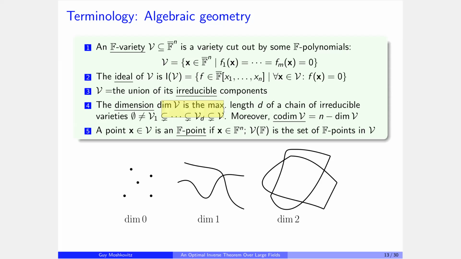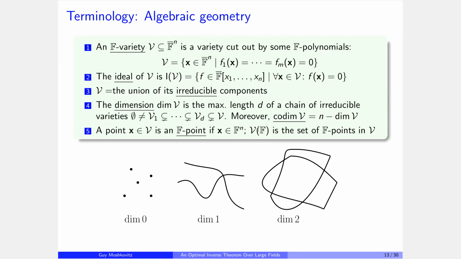Here's the formal definition of dimension, but we can just stick with the intuition. A dimension 0 variety is just a finite set of points. A variety of dimension 1 is just a curve or a finite union of curves. Dimension 2, etc. Intuitively, it's a measure of the degrees of freedom. The codimension is just the complementary term, so the number of variables minus the dimension. That's the codimension.